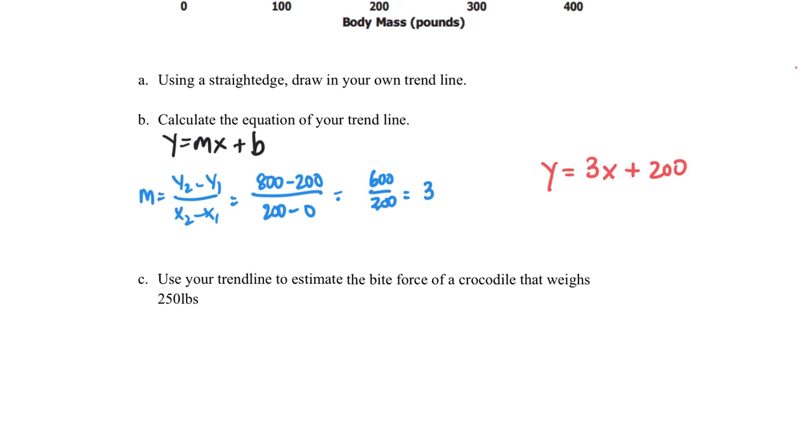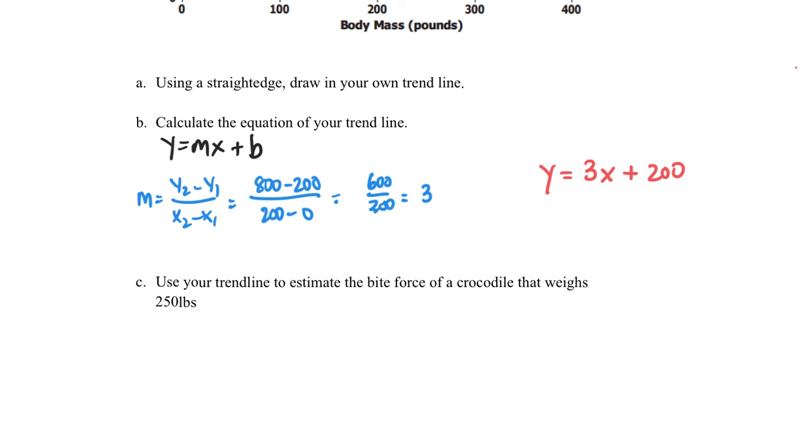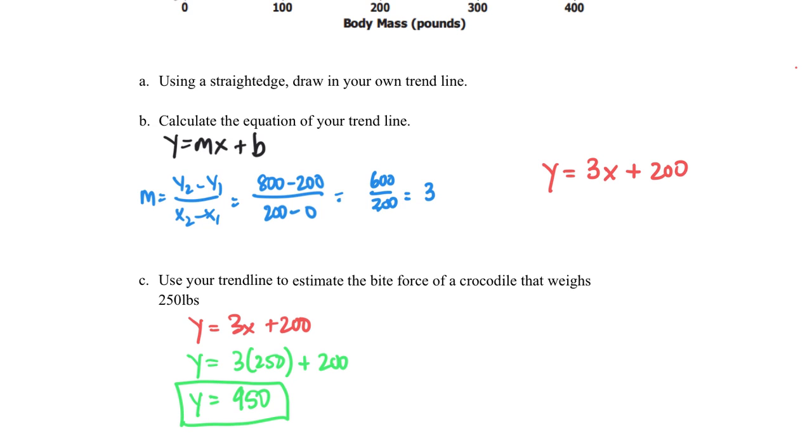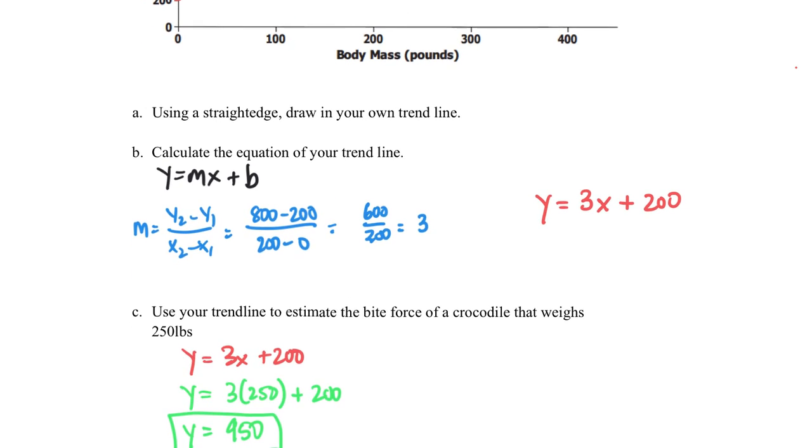Okay, so use your trend line to estimate the bite force of a crocodile that weighs 250 pounds. Okay, so X is our body mass. So what we're going to do is we're going to plug in 250 for X. So my trend line is y equals 3x plus 200. I'm going to plug in 250 for X because it's asking what is the bite force for a crocodile that weighs 250 pounds. I would go to my calculator. I would type that in, 950.